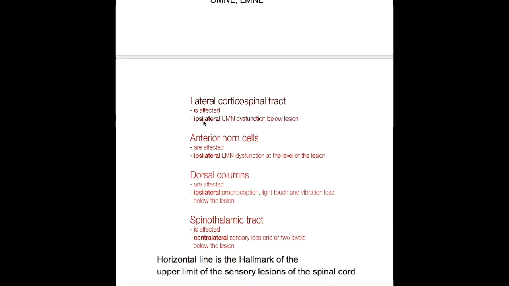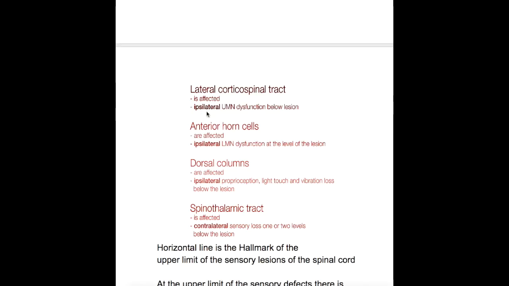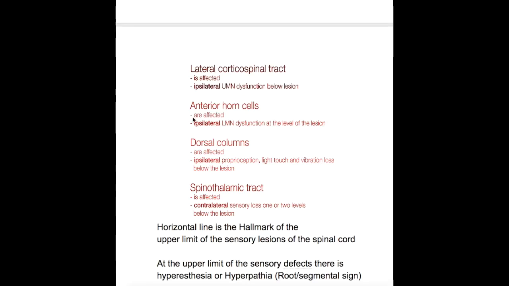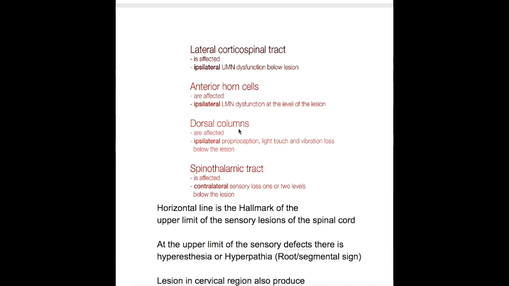It produces ipsilateral upper motor neuron type of dysfunction below the level of the lesion, and upper motor neuron lesion produces spasticity, hypertonia, hyperreflexia, and positive Babinski sign on the ipsilateral side, whereas the anterior horn cell involvement produces lower motor neuron type of defect which causes muscle atrophy, hypotonia, and hyporeflexia on the same side of the body, or ipsilaterally, at the level of the lesion. The dorsal column damage produces ipsilateral defects, and what sensation do dorsal columns carry?